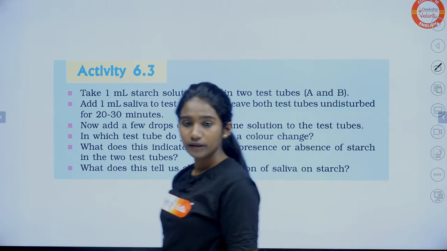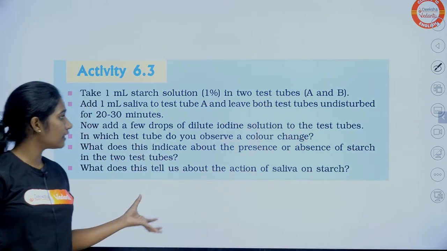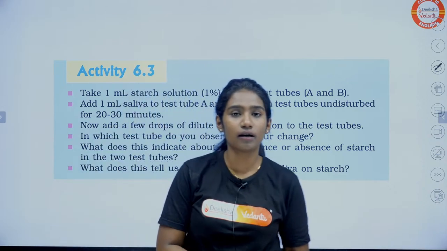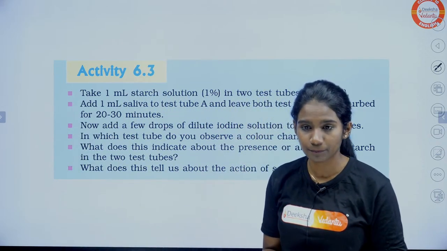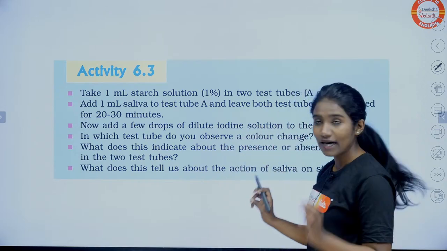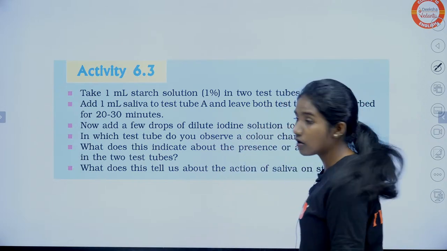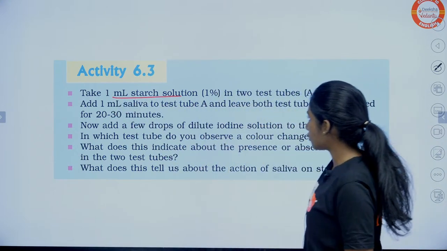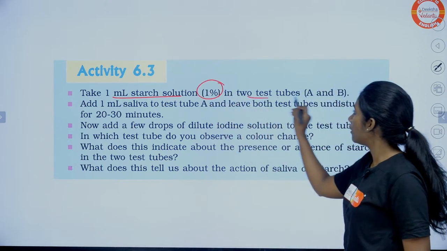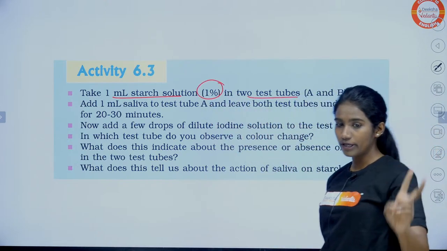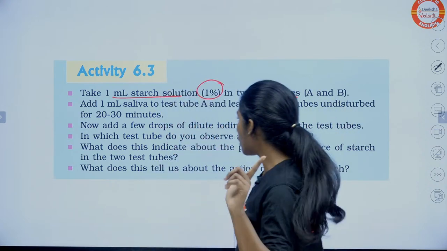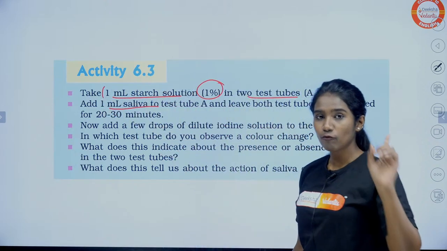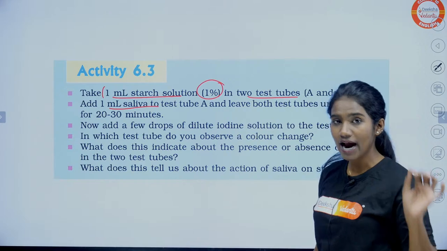So now this activity is conducted to show the functioning of salivary amylase. This is to check the activity of salivary amylase. Okay, Nitesh, we will continue with this now. So what are they saying? Take 1 ml of 1% starch solution in 2 test tubes. We will have to take 2 test tubes, test tube A and test tube B, and in both test tubes we are adding 1 ml of starch solution.